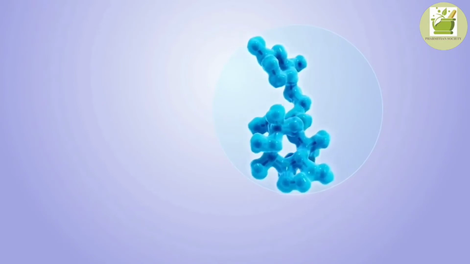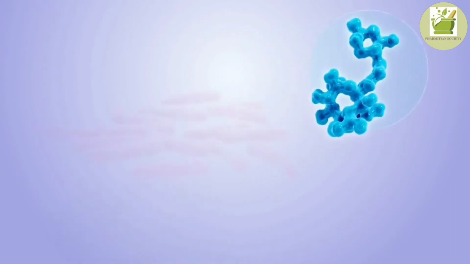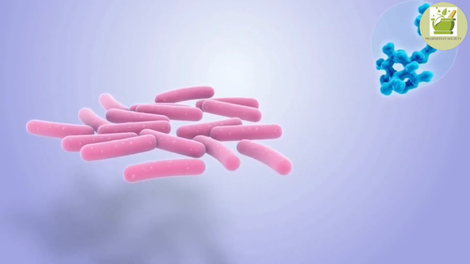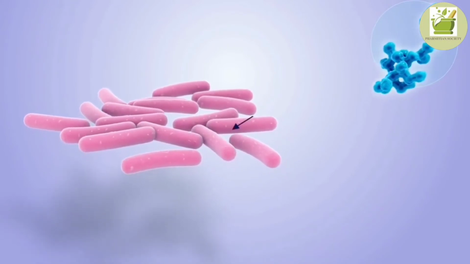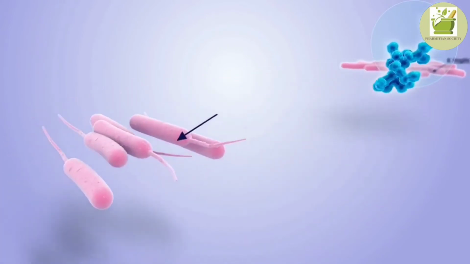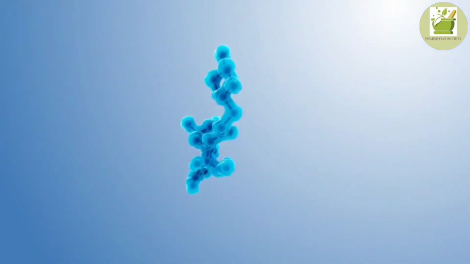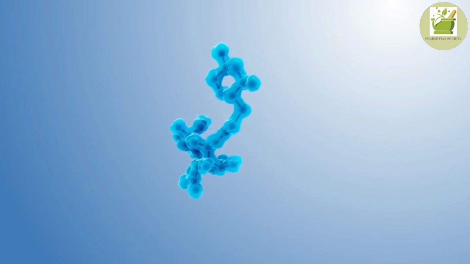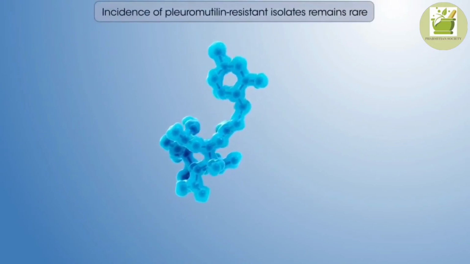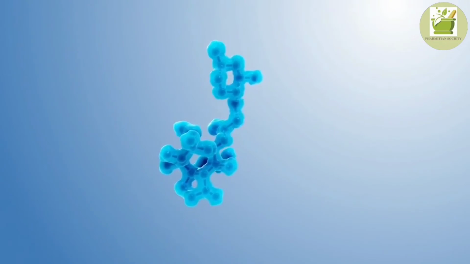Notably, the in vitro activity of the pleuromutilins does not include normal flora of the gastrointestinal tract, including B. fragilis, E. coli, and E. faecalis. Despite decades of pleuromutilin therapeutic use in the treatment of livestock infections, the incidence of pleuromutilin-resistant isolates remains rare.